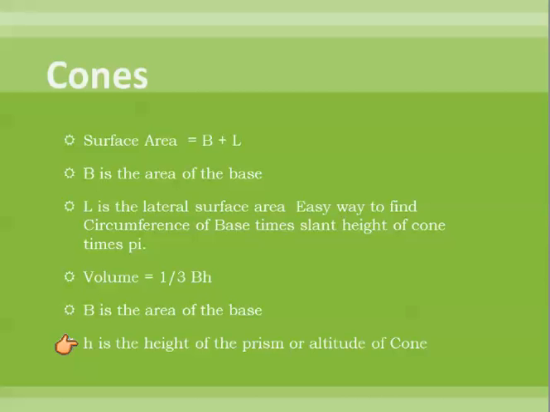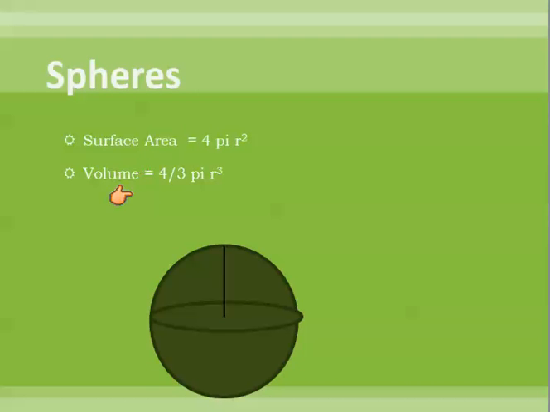Okay? So let's move forward here just a little bit. We've covered all these. Spheres. Spheres are my favorite ones. Surface area, 4 pi r squared. That means 4 times the area of a circle. And if you know the radius, you can find the area of the circle and then take 4 times that, and you've got the surface area.